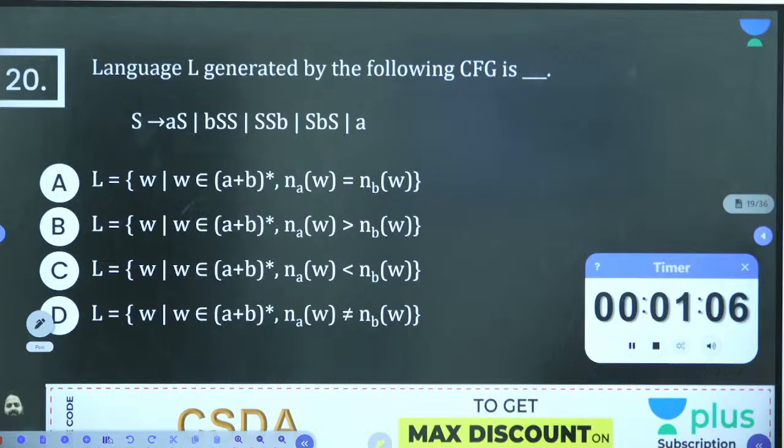First option is equal to B's, second option is greater than B's, third option is less than B's, fourth is not. One can match with the given grammar. Take the minimum string, 1A. 1A is going to match with what? A is greater than B's, so that means either the second option or the fourth option. Now second and fourth you need to match. You need to cross check which one can be right. Can you also generate only one B? Impossible, right?